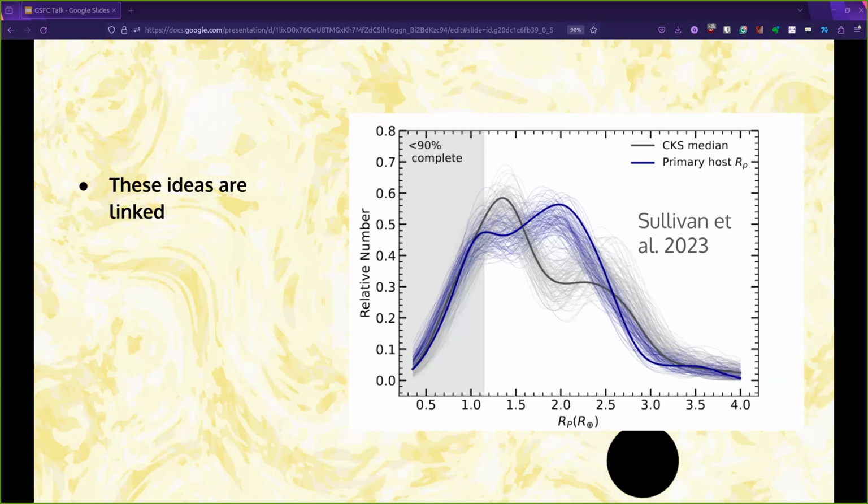I want to say that all these ideas are linked together. Binarity informs whether and how planetary systems form at all, as we just saw from those results. But the presence of a binary also seems to affect whether the radius gap even exists. And so I'm not simply drawing red string between things on a whiteboard.